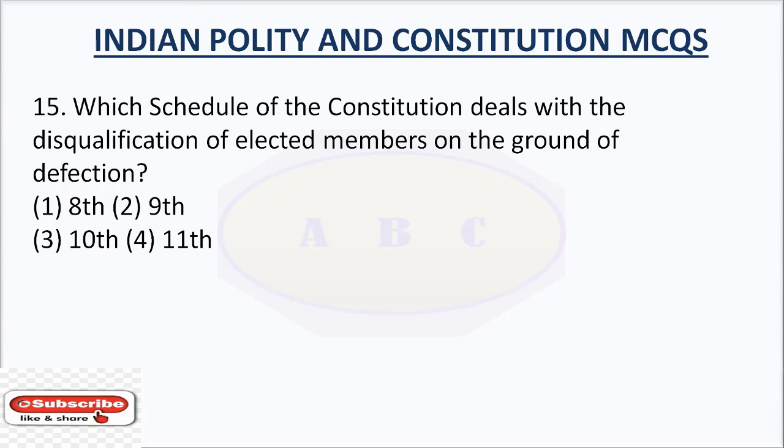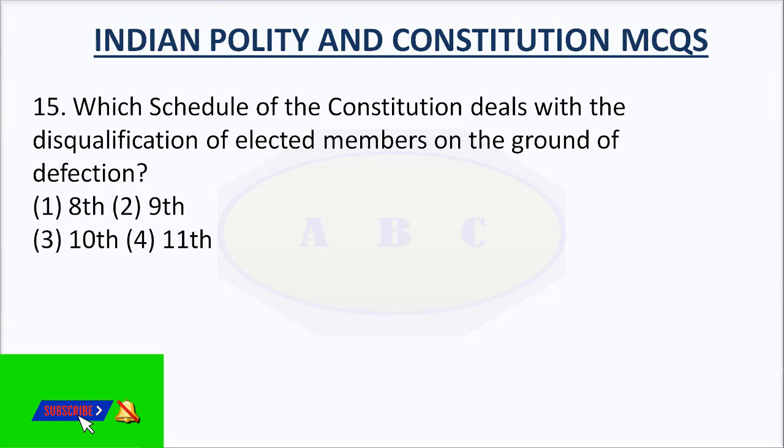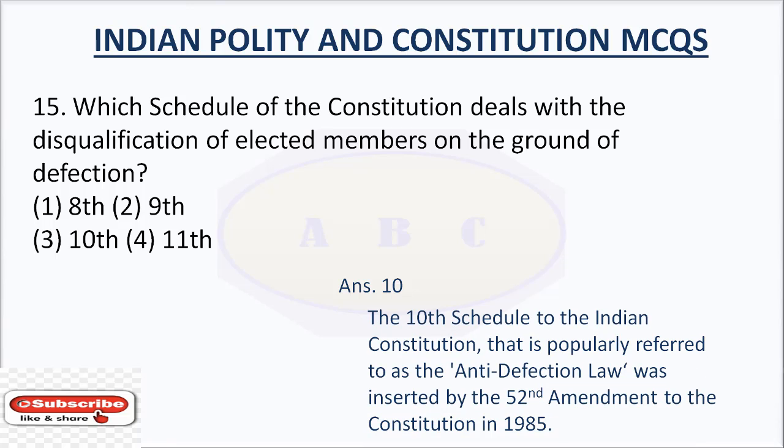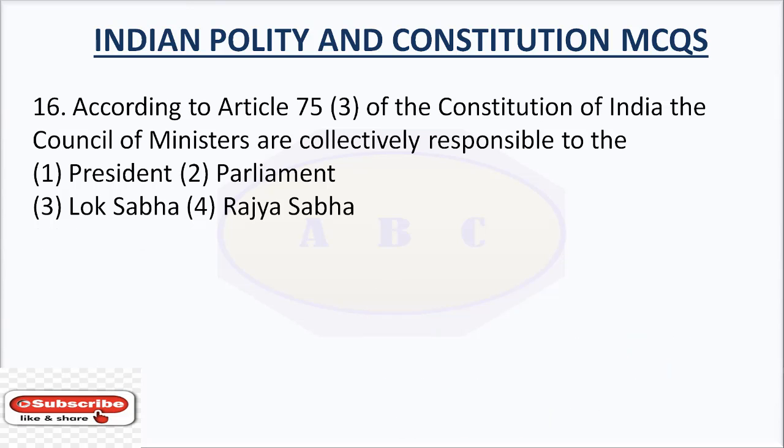Question number 15. Which schedule of the Constitution deals with the disqualification of elected members on the ground of defection? Option number 1, 8th; option number 2, 9th; option number 3, 10th; option number 4, 11th. The answer is 10th. The 10th Schedule to the Indian Constitution, popularly referred to as the Anti-Defection Law, was inserted by the 52nd Amendment to the Constitution in 1985.